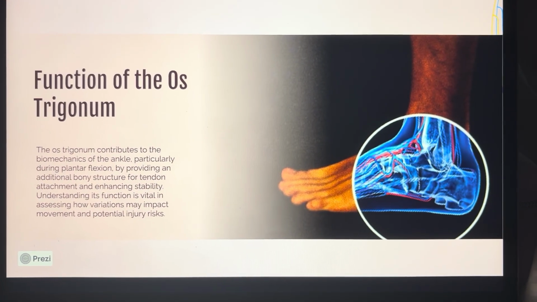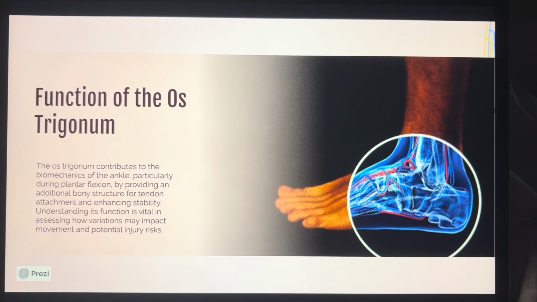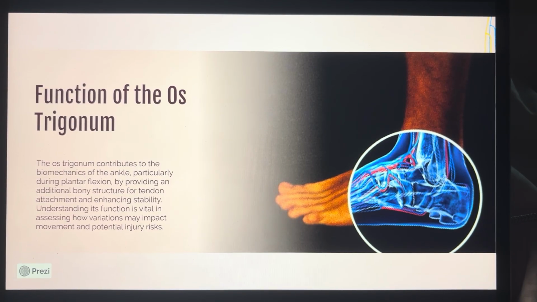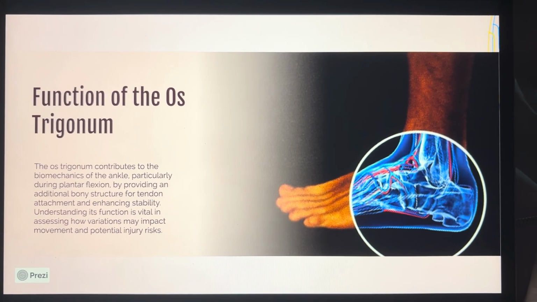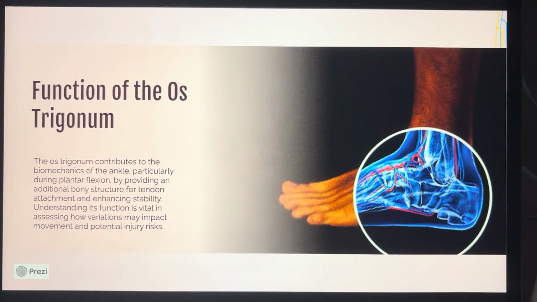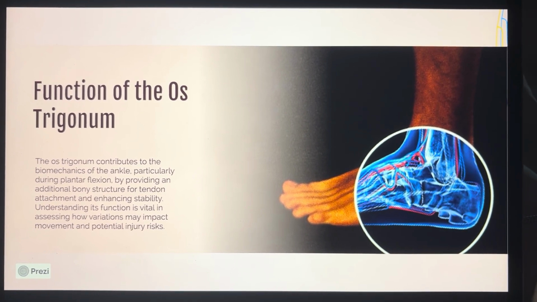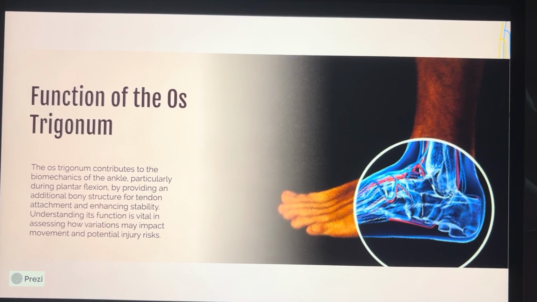For the function, it contributes to the biomechanics of the ankle, especially during plantar flexion. It's a bony structure for tendon attachment, and it enhances stability and movement. Understanding its function is vital in assessing how variations may impact movement, and it can lead to injury risks in the future.